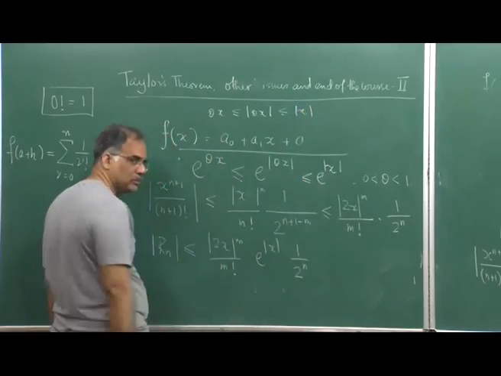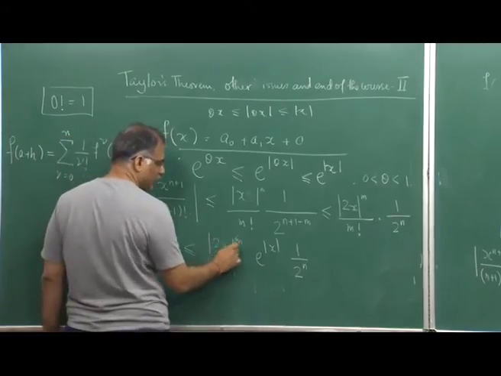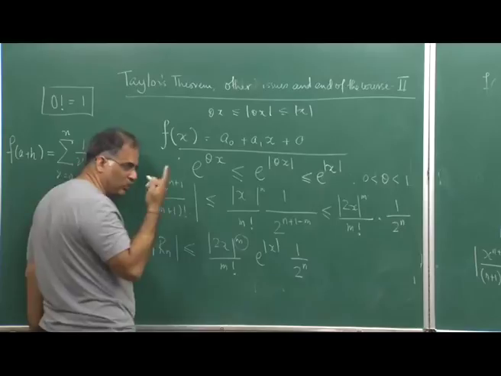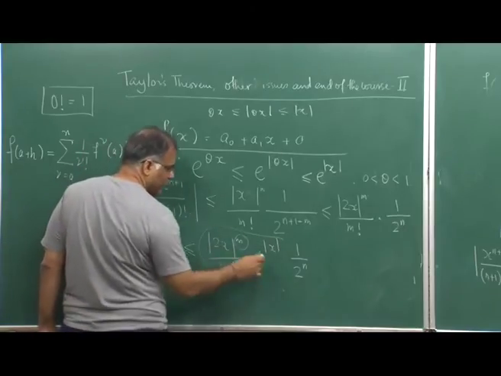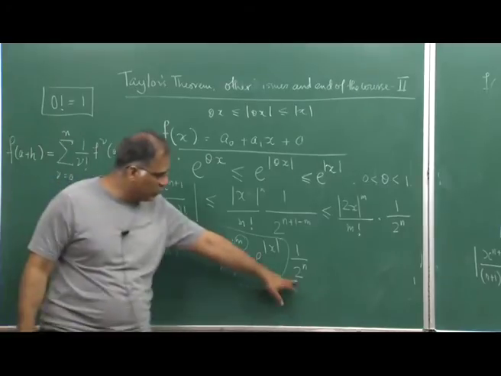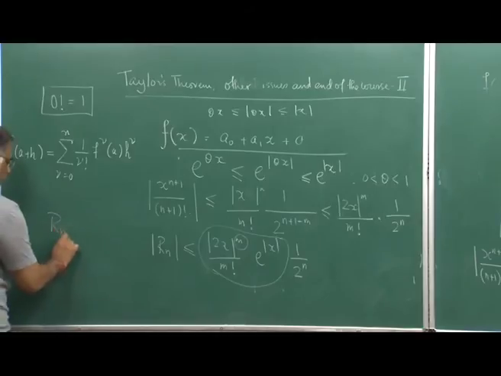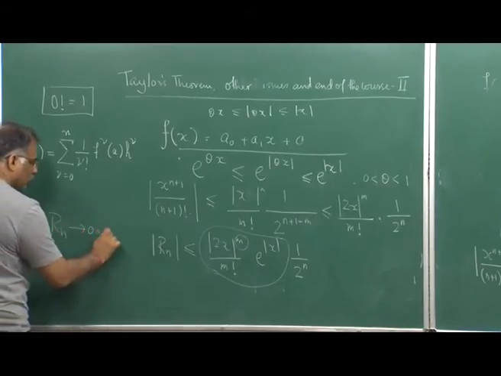So, you will get this one into 1 by 2n. Now, as n tends to infinity, this is a fixed number m, we have chosen some number m which is fixed. So, this part and x is fixed anyway, this is independent of n. So, as n tends to infinity, 1 by 2 to the power n goes to 0. So, from here we have proved that Rn goes to 0 as n goes to infinity.